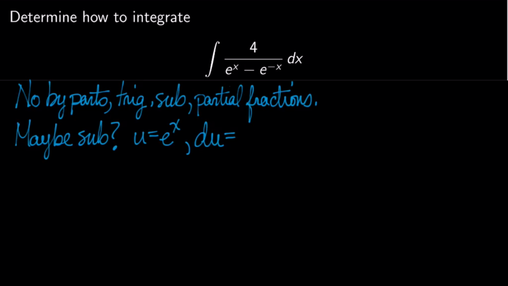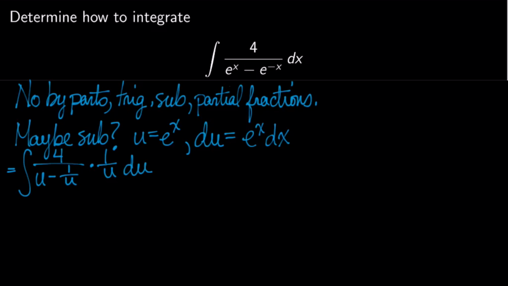So should I try a sub? We could try a substitution. We could try u equals e to the x, and then du is equal to e to the x dx. And what that's going to turn this integral into is actually 4 over u minus 1 over u. Can you see that? Because that's e to the minus x power, so that's 1 over u. And the dx is actually going to transform into 1 over u du.